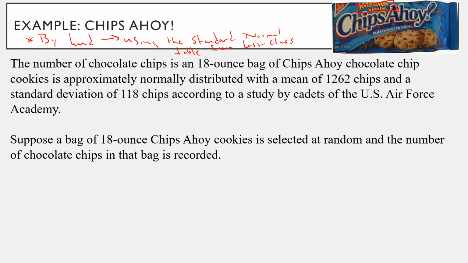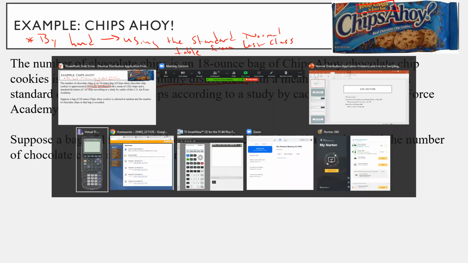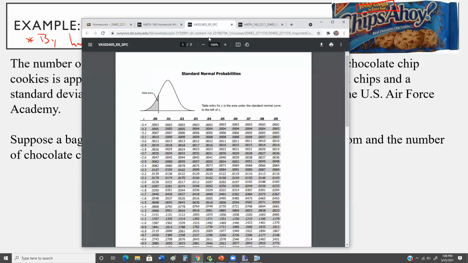All right. So the number of chocolate chips in an 18-ounce bag of Chips Ahoy chocolate chip cookies is approximately normally distributed. Okay, that's important to see that right there. Okay. So whenever you see the words normally distributed in a problem, you know it's going to be a bell curve problem. Okay. And you're probably going to need to use, if we're going to do it by hand, this table here.